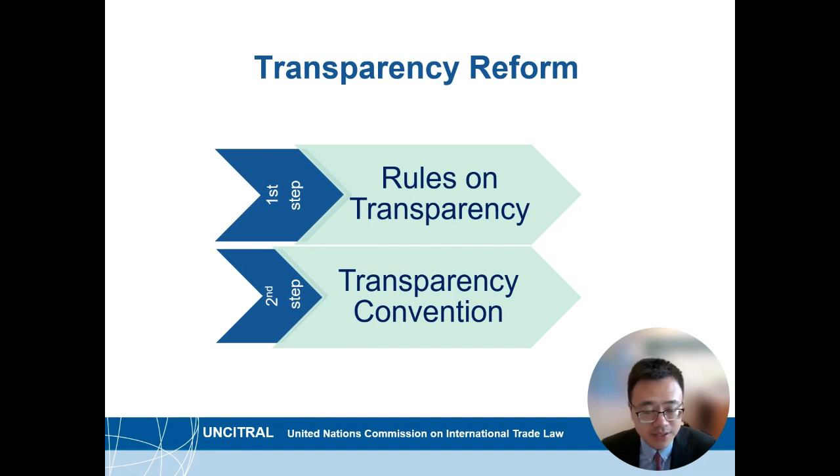To achieve this, UNCITRAL negotiated the main components of the standards step by step. The first step is the rules on transparency, including the repository, adopted in 2013 and came into effect on April 1st, 2014. The second step is the adoption of the Mauritius Convention on Transparency in 2014.